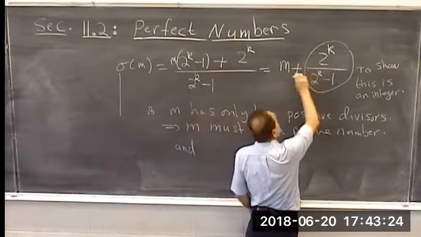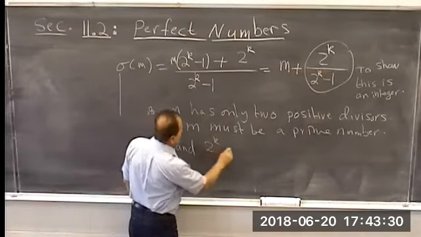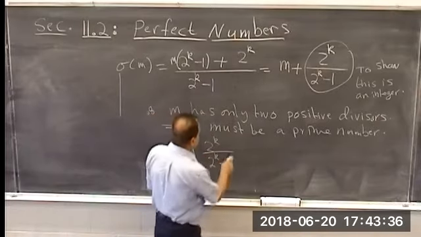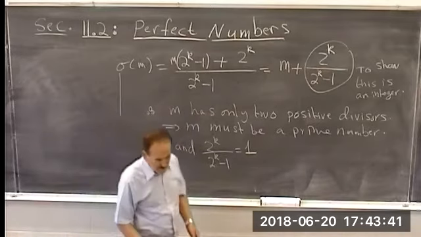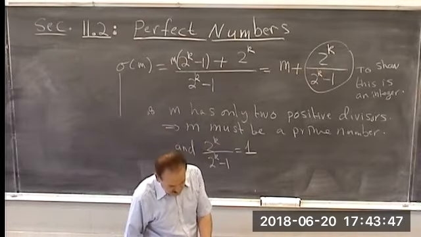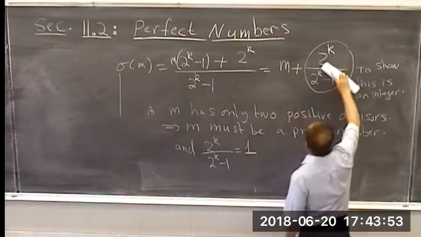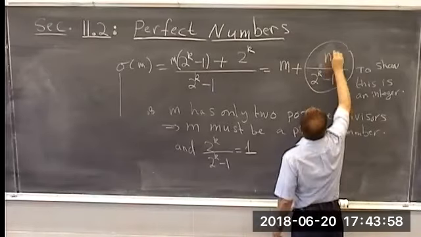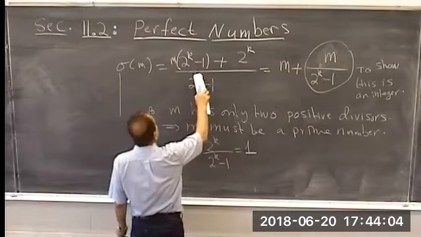This number right here, which is the sum of the two positive divisors of m, 2 to the k over 2 to the k minus 1, must equal 1. Let me see here. Actually, I did goof in here. This one's supposed to be m. As I say, there's something totally wrong in here. All right, now this is m. Let me actually go back to this one in here.